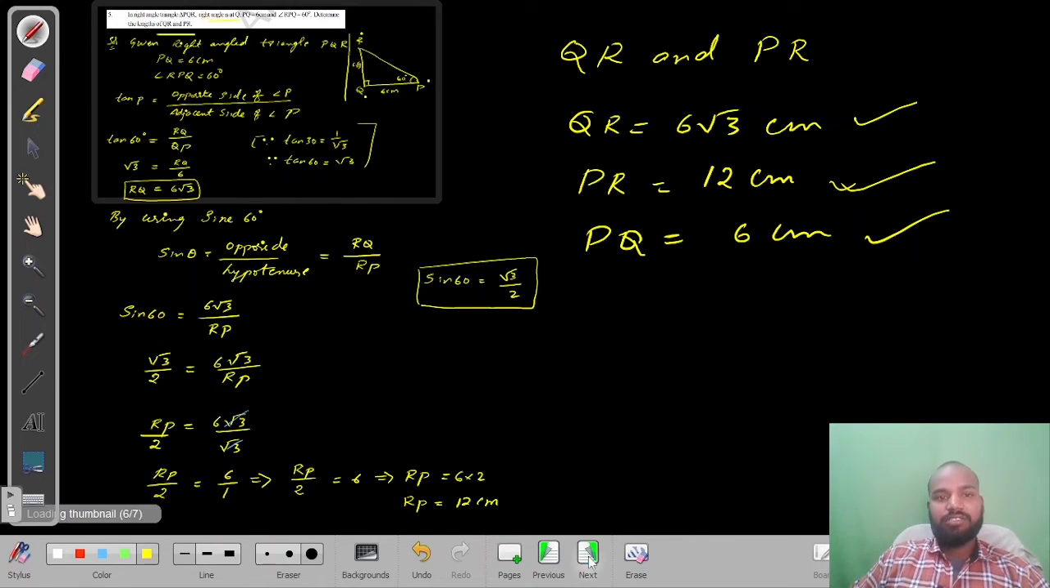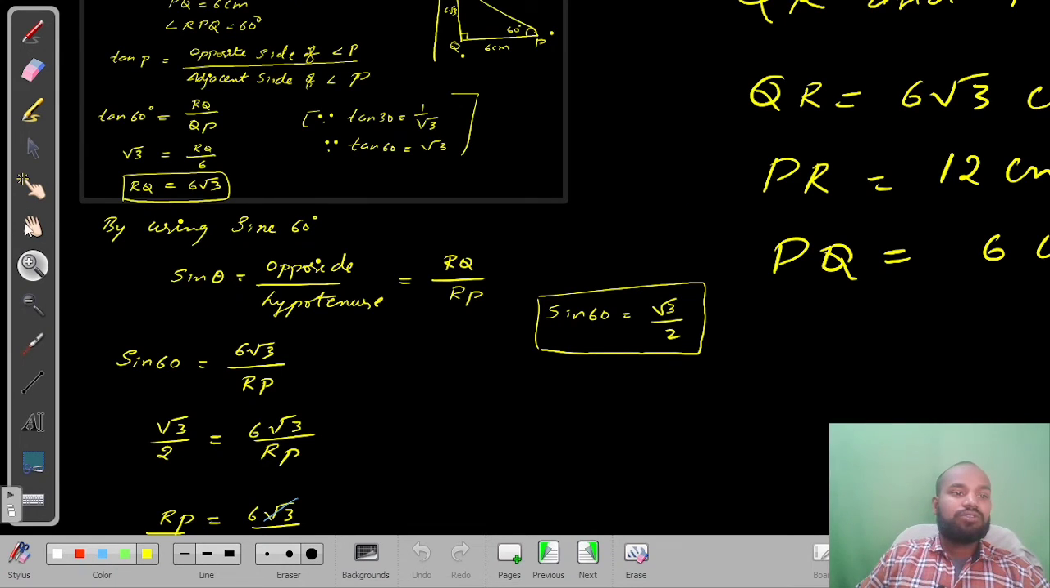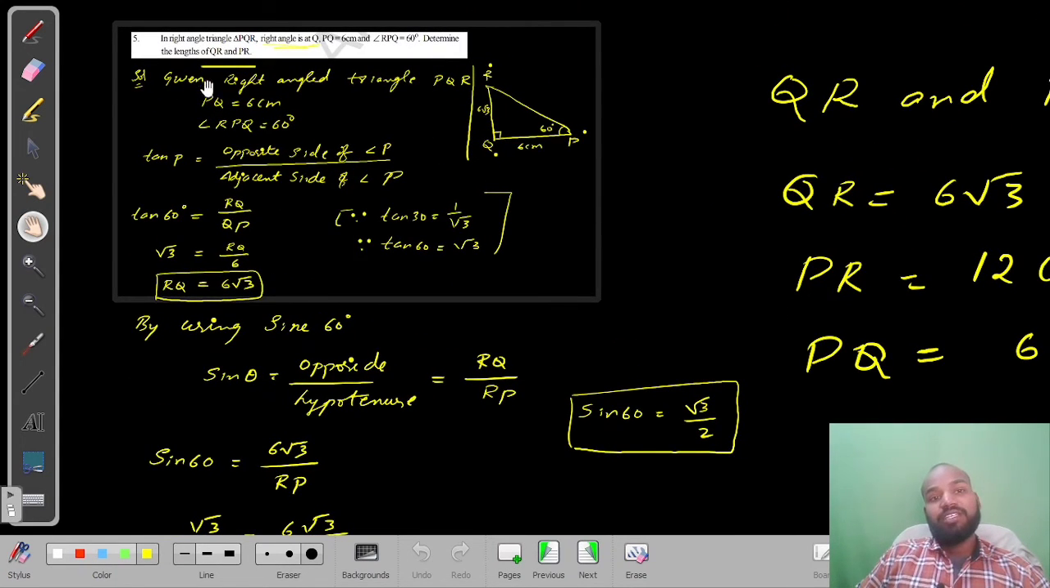What is the next question given? Sorry, can I explain once again? Yes, I will explain it. So see here what we are doing. Given right angle triangle PQR, PQ equal to 6 centimeters and angle RPQ equal to 60 degrees. He is asking us to find the remaining two sides, that is QR and PR.